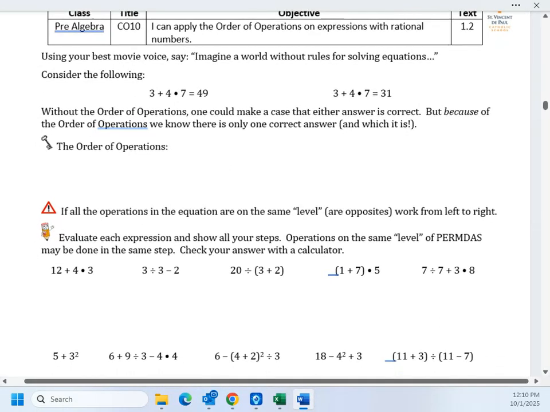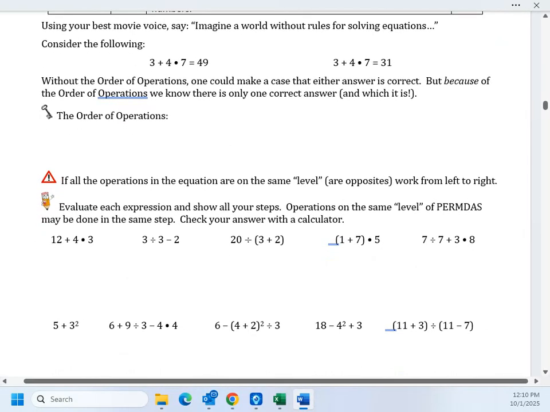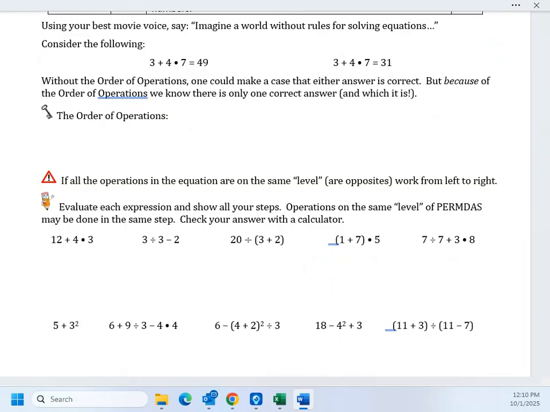So, imagine a world without rules for solving equations. Consider the following. 3 plus 4 times 7 equals 49. Or 3 plus 4 times 7 equals 31. Without the order of operations, one could make a case that either answer would be correct. But because of the order of operations, we know there is only one correct answer. And we can figure out which one it is.